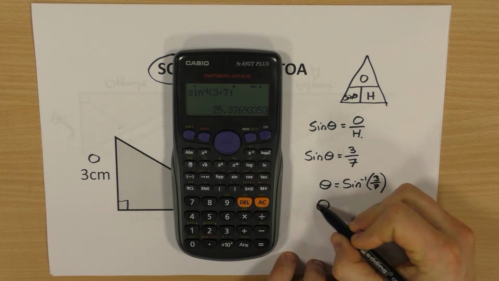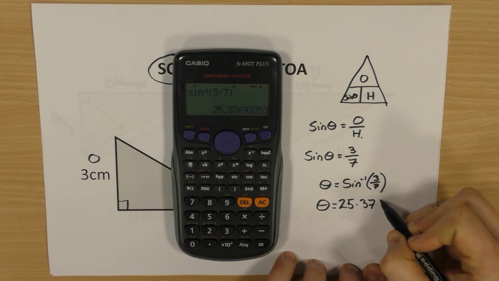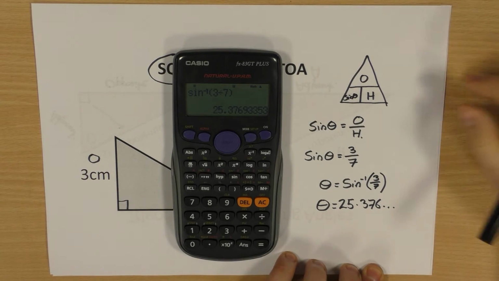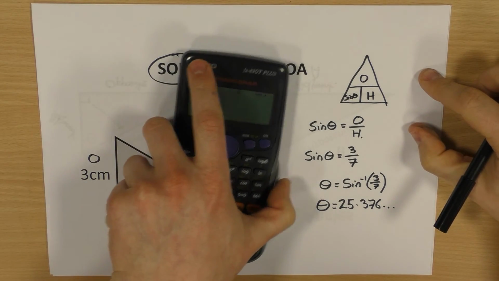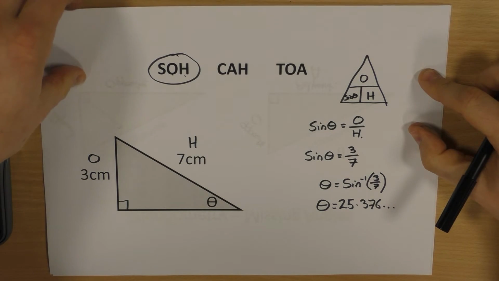So theta equals 25.376, etc., etc. Again, the question will tell you to round the answer to 1 decimal place, 2 decimal places, whatever it wants. Obviously, just round your answer to what you need.